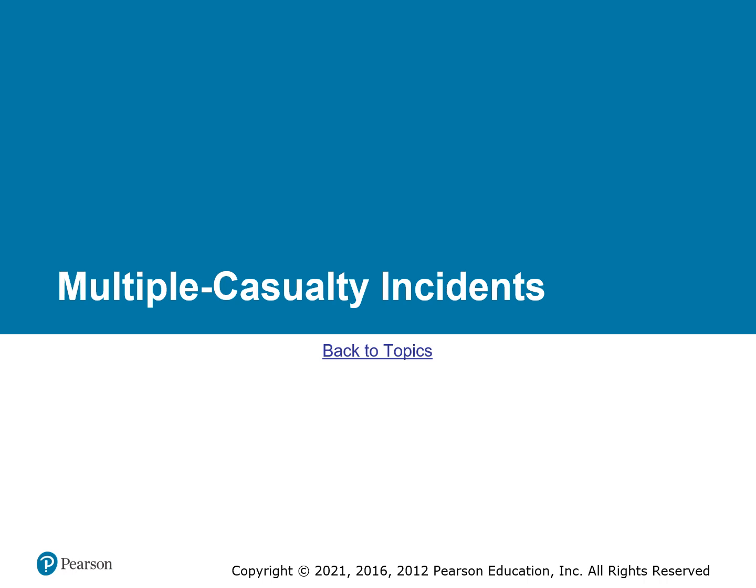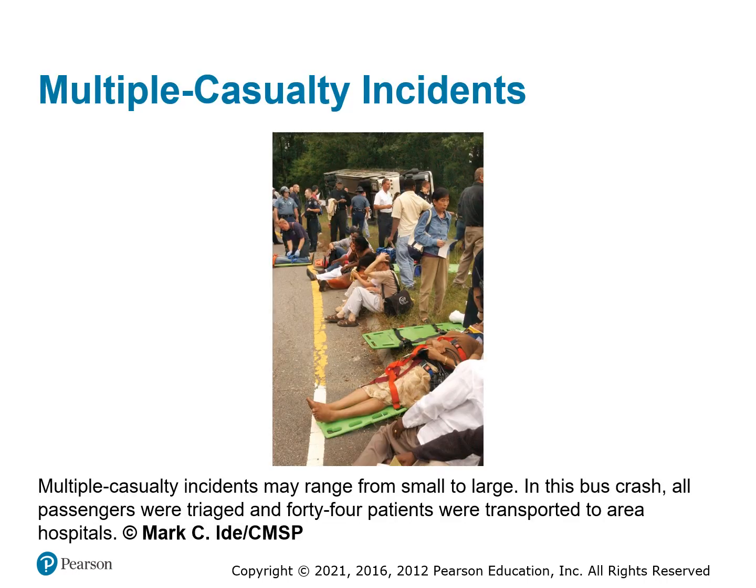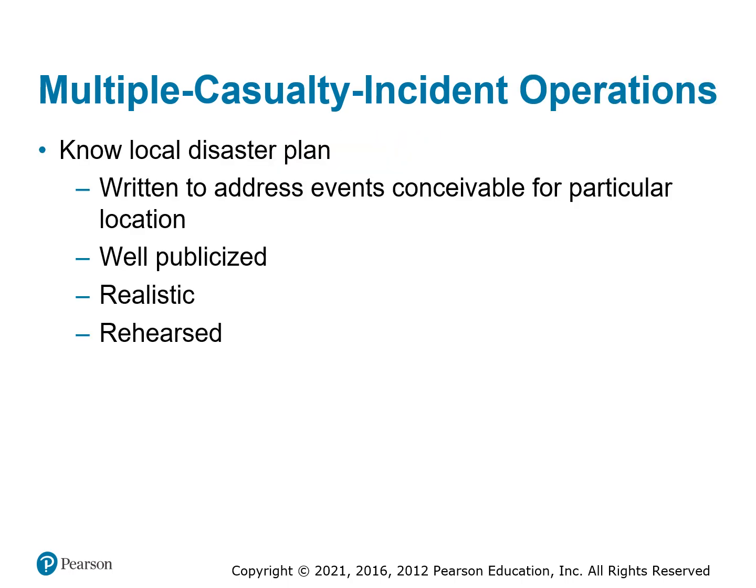Multiple casualty incidents, or MCIs, may range from small to large. In this bus crash, all passengers were triaged and 44 patients were transported to area hospitals. So you should know if you have a local disaster plan. These are normally written to address events that are conceivable for a particular location. Well publicized, that may be just within your first responder community where you're working. They need to be realistic and they need to be rehearsed.